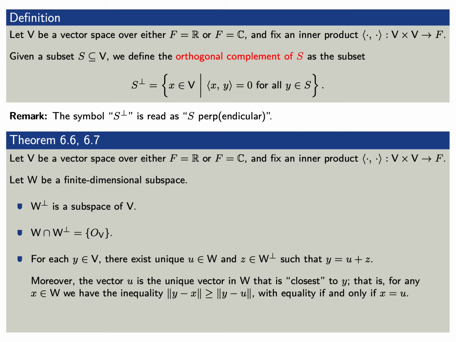The idea now is that instead of a line, we have a general subspace W. And instead of the line that's at 90 degrees, we have another subspace W perp. Instead of writing our vector v as v perp plus v parallel, we can take any vector y and write this uniquely as u plus z. Finally, if V is finite dimensional, we say that the dimension of W plus the dimension of W perp is equal to the dimension of V.